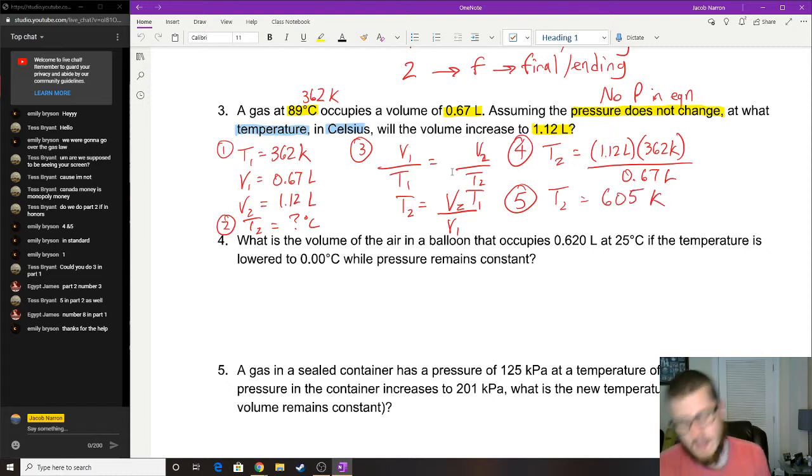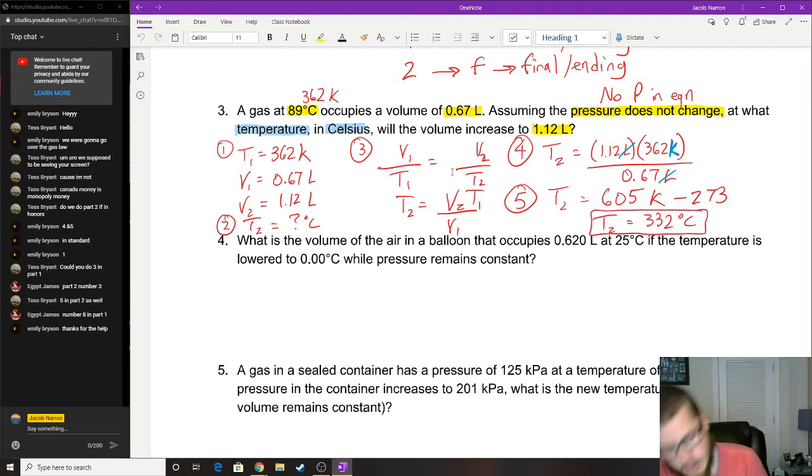But that's 605 Kelvin. How do I know it's Kelvin? Look at the units. We had liters, we had liters. Kelvin is what we were left with. Okay, so it'd be Kelvin. It wants it in Celsius, so all we're going to do is subtract 273 from that. And so now we get T2 is equal to 332 degrees Celsius. There you go. All right, not too bad.